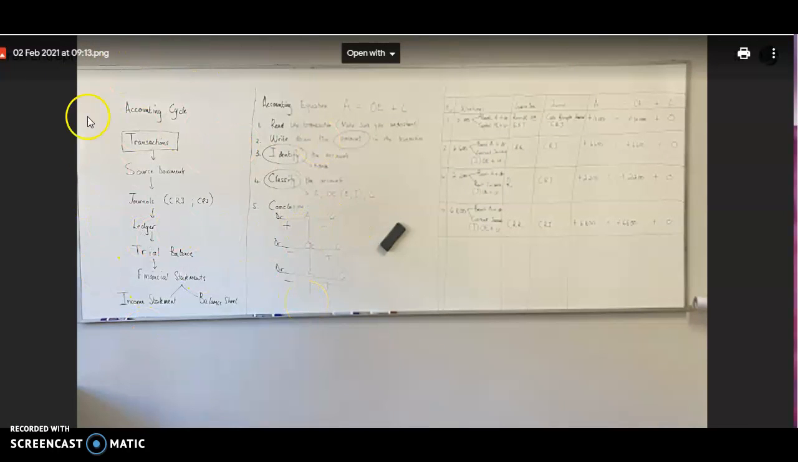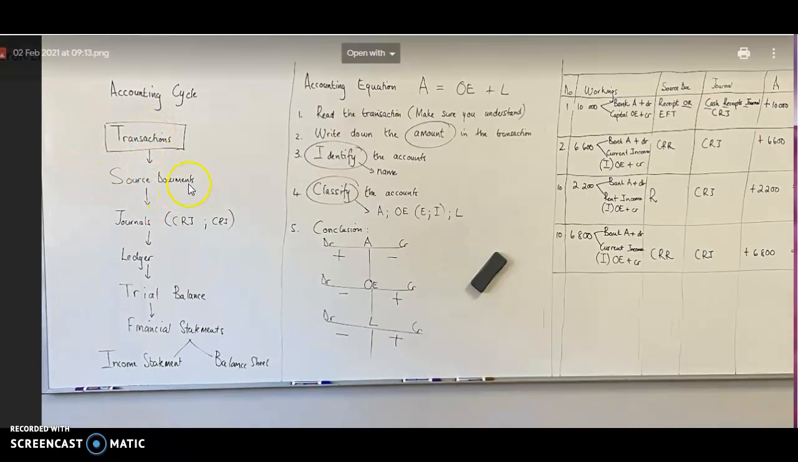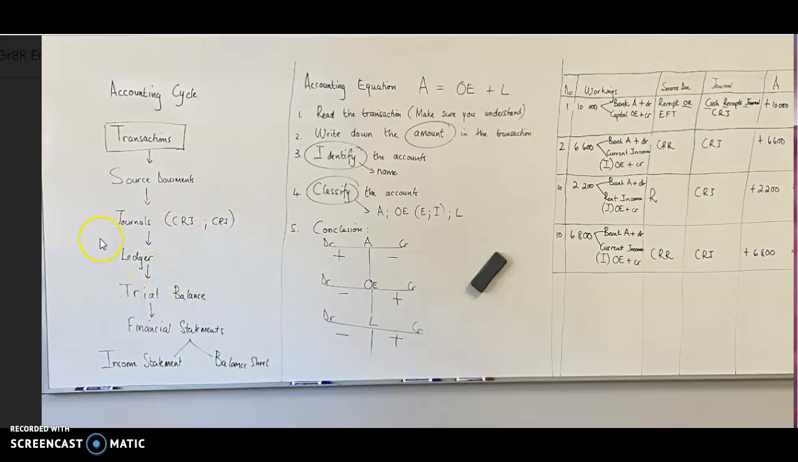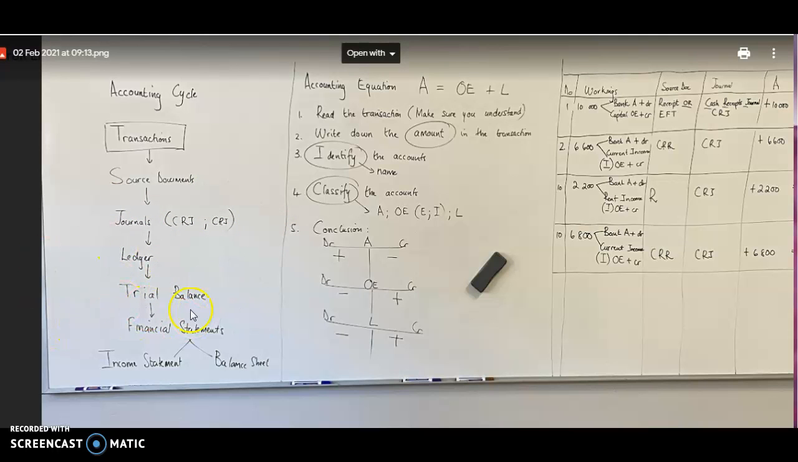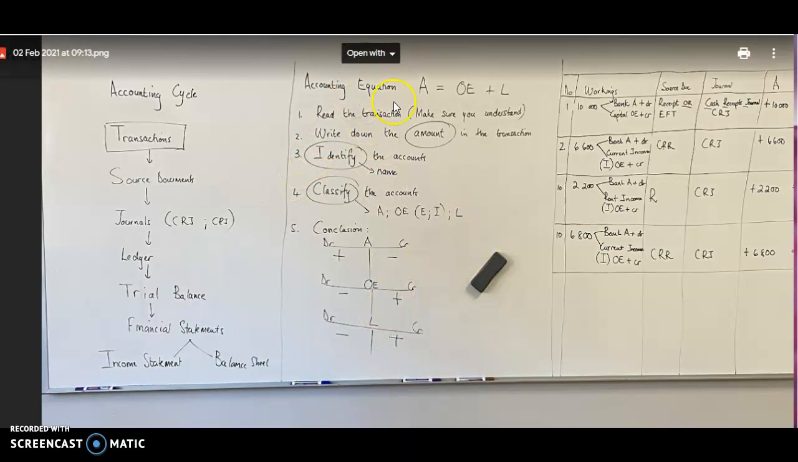So here's the whole accounting cycle again: the transactions, the source documents, the journals, which is the cash receipts journal and the cash payments journal, the ledger, general ledger, the trial balance, the financial statements, which includes the income statement and the balance statement. Here we have the accounting equation. Just like we just saw, the assets are equal to the owner's equity plus the liability.